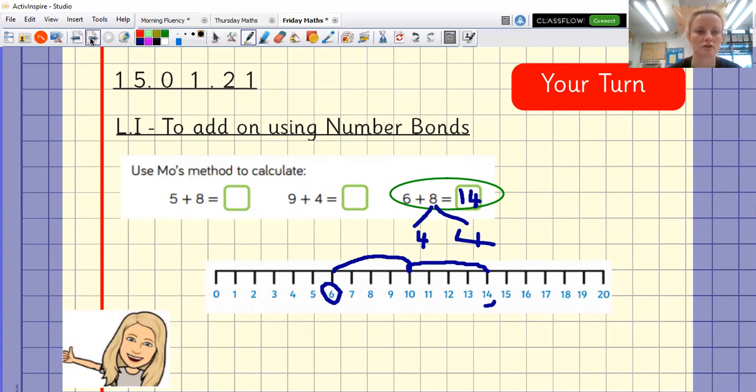So well done if you managed to do that. Okay, if you didn't, just have a look at the way I did it and then have another go. Try and think a step ahead. How are you going to partition a number to help you make it easier for yourself? Because if we had to do 8 individual jumps, it would take a lot longer than doing 2 jumps. And it means we're less likely to get lost within our jumps.